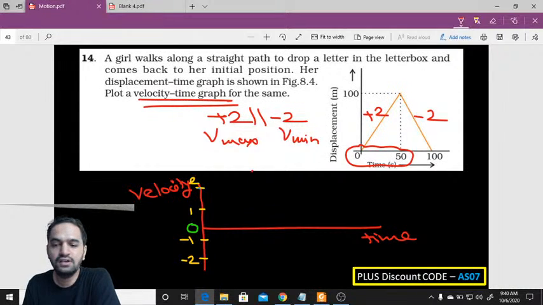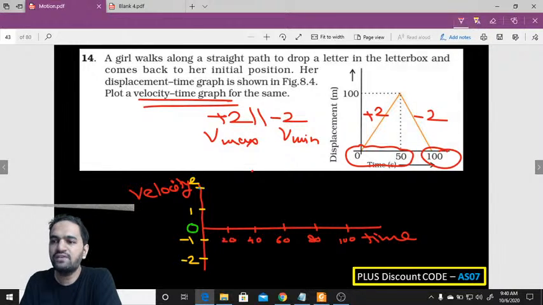So you can do one thing. You can start marking up that 50 value. Okay, what is the maximum value you are going to have? 100. Maximum value is 100. Okay. So 20, then 40, then 60, then 80, and then 100. Right? Okay. So you had velocity 2 for 50 seconds.